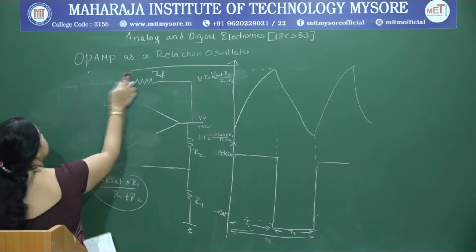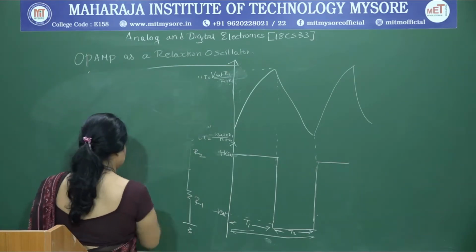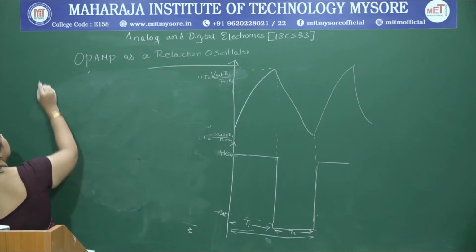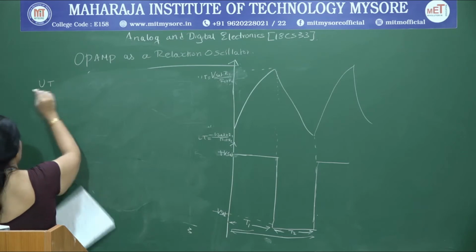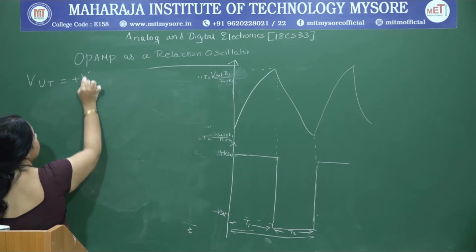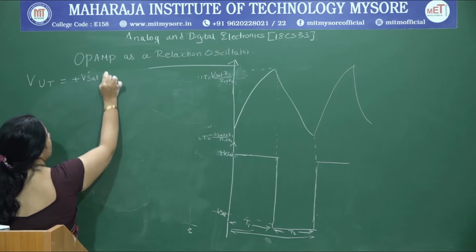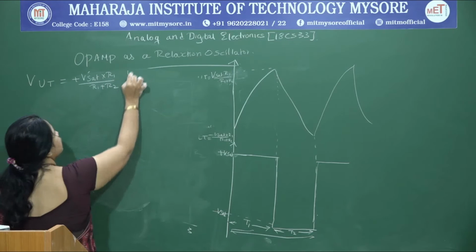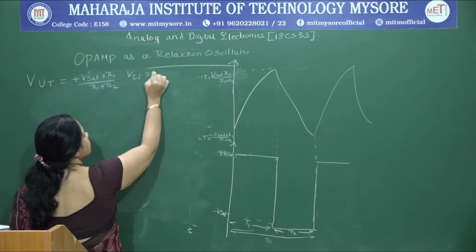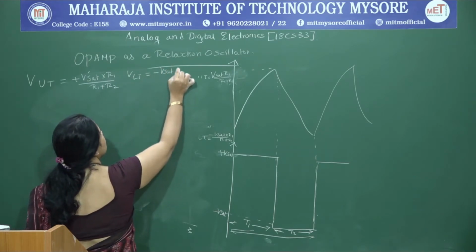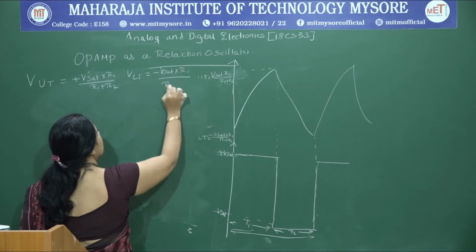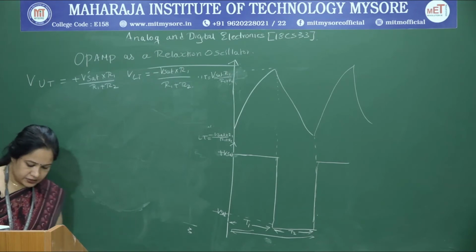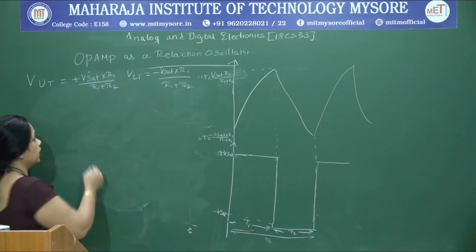We already know the upper threshold point VUT, or you can just call it UT, is nothing but plus Vsat into R1 divided by R1 plus R2, and the lower threshold point, let me call it VLT, is nothing but minus Vsat into R1 divided by R1 plus R2. Now, let me write the expression for the capacitor voltage.